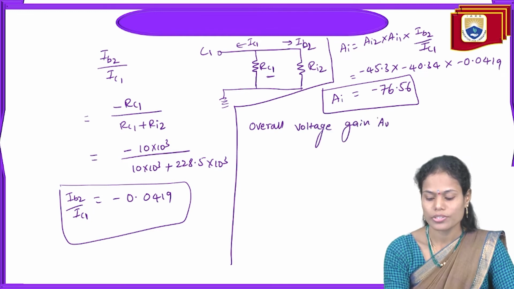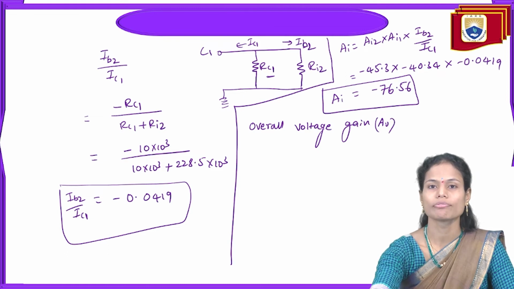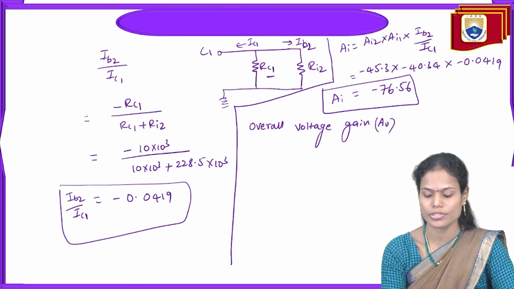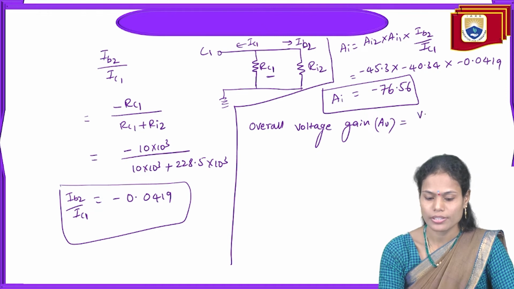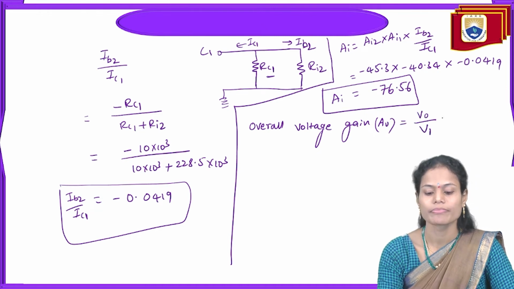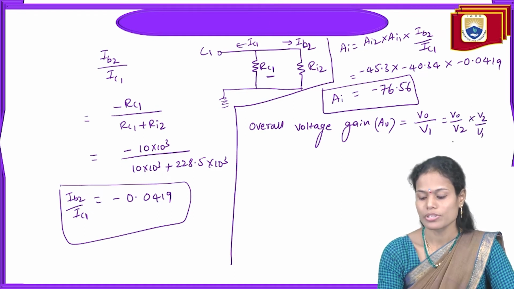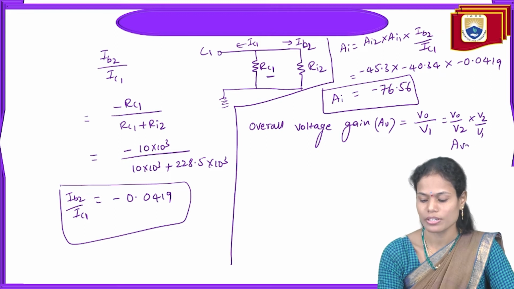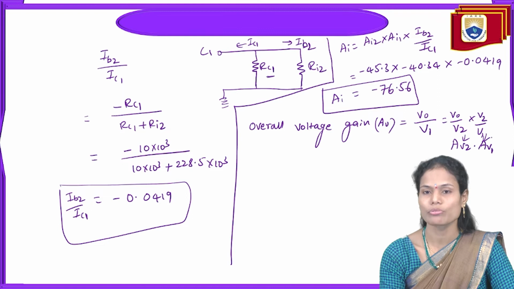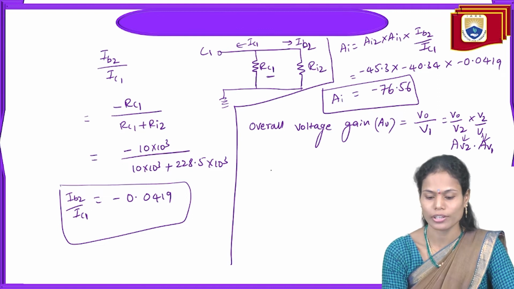So overall voltage gain is again the multiplication of gains of the two individual stages. I am writing it as V0 by Vs, that we can write as V0 by V2 into V2 by V1. So this is the gain of the second stage and this is the gain of the first stage. These two values we have already calculated.